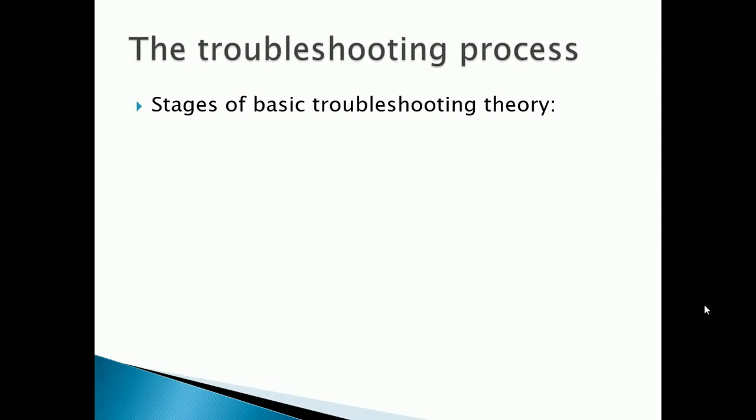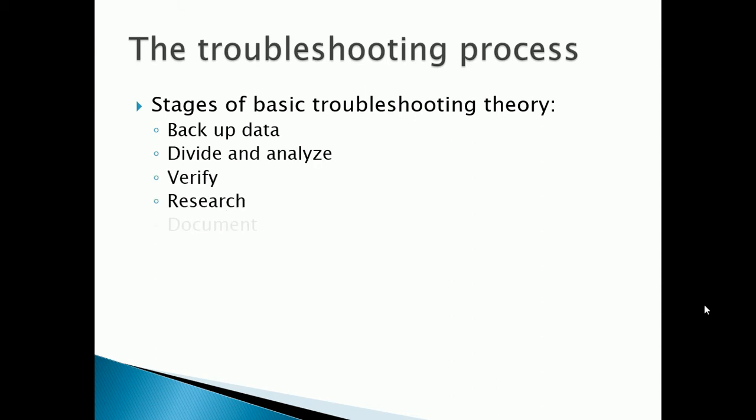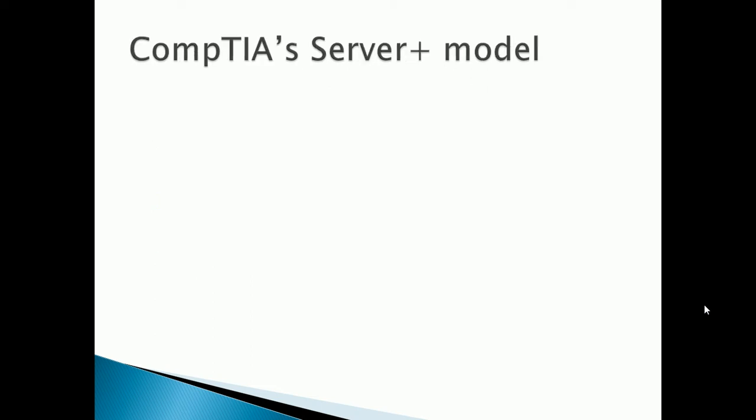So I'm going to talk about a couple different ways to do that, but basically, there are some generic steps that we should always be taking when we're troubleshooting in IT systems. We always want to back up our data. We always want to divide and analyze, verify, research, document, and then inform. I'm going to expand on these a little bit, but this is a very generic version. There are some more specific methodologies.